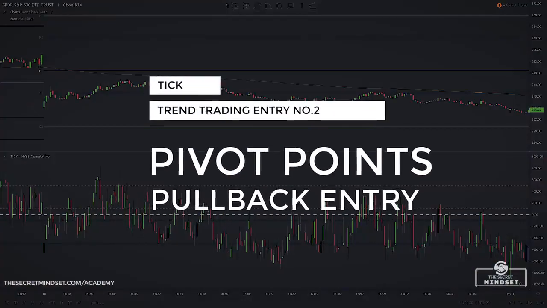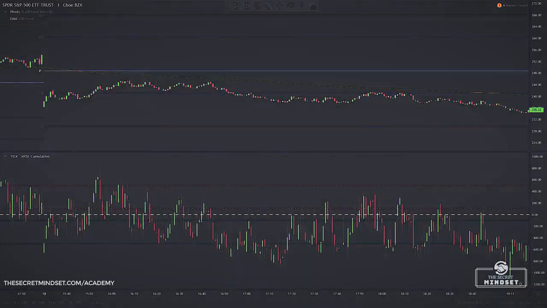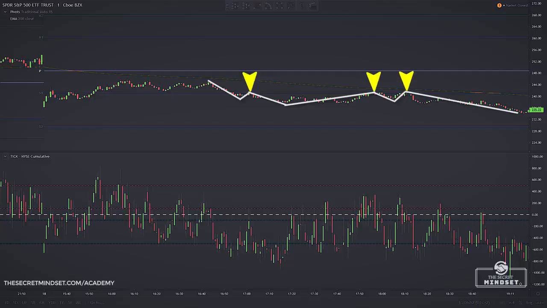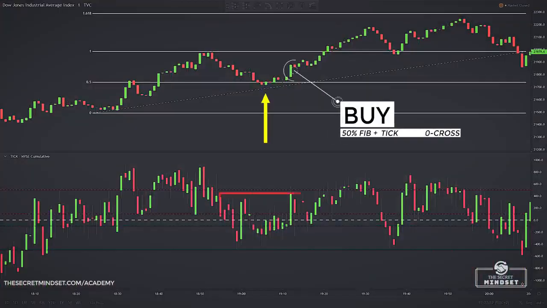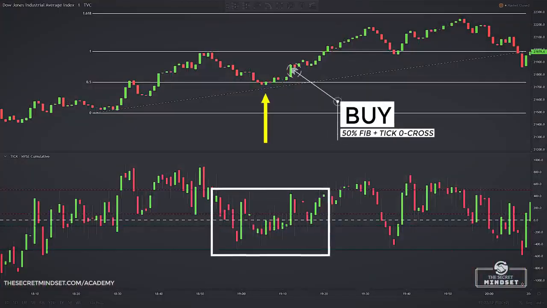You can also use this technique with pivot points. In this example, we have a downtrend. The tick moved toward the zero level, and the price stopped at this pivot line. You can also add a moving average to better confirm the short-term trend. Here are other examples of tick zero-line crossover trades at the 50% fib level.